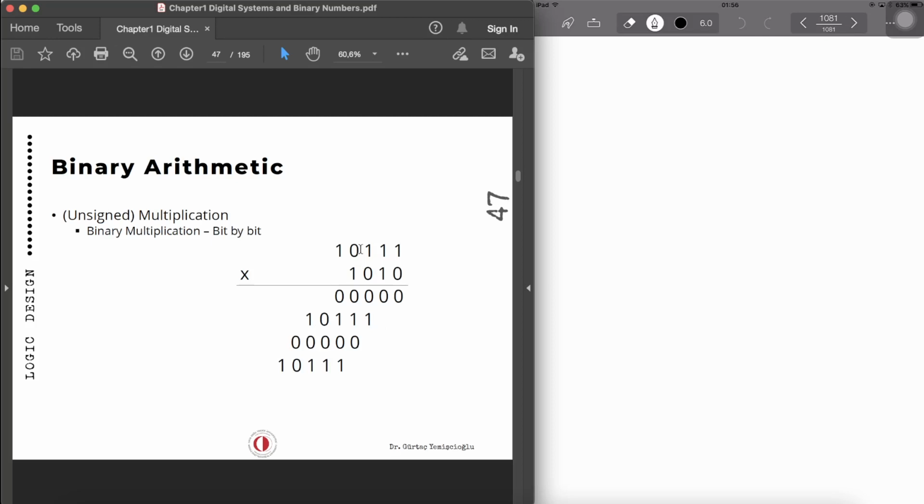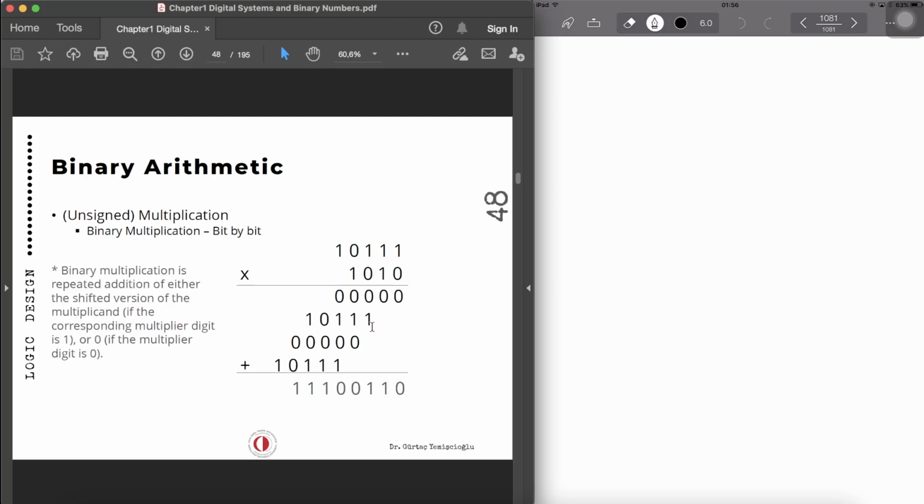And then what we do, we add them together. So this is shifted, this has to be here, so that 1, then this is going to be 1 as well, then 1 plus 1, 0. Okay, then 1 is a carry over here, then 1 plus 1, 0 again, and another carry, 1 plus 1 plus 1, it's 1, and the carry, then it's 1 and 1. Okay, so it's like a repeated addition of either the shifted version of the multiplicand, if the corresponding multiplier digit is 1, or 0 if the multiplier digit is 0.